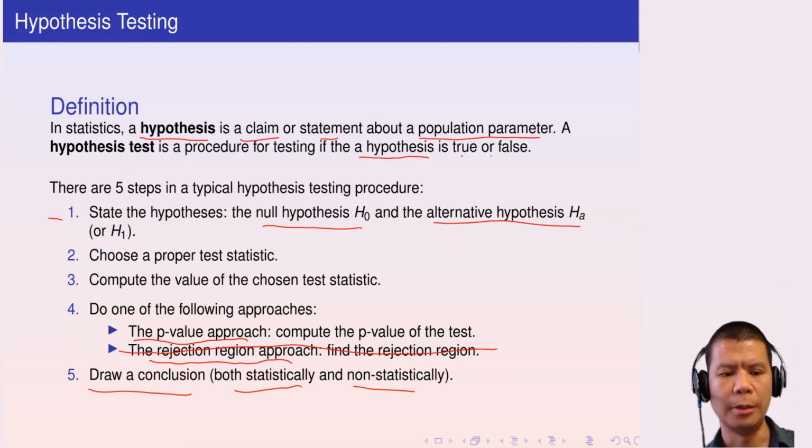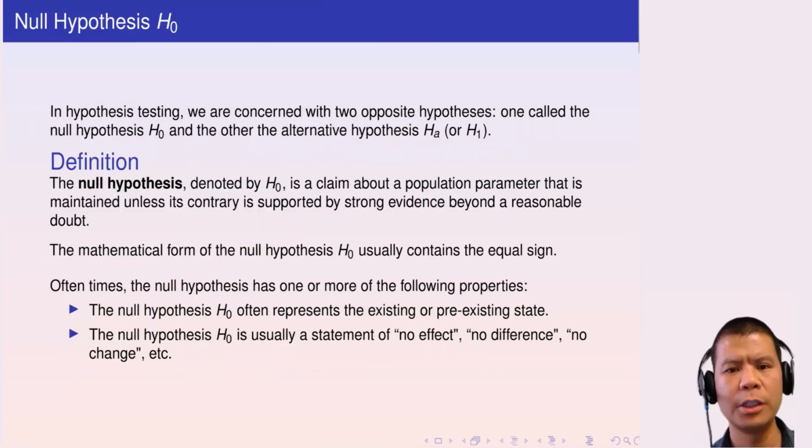We're going to talk about all these 5 steps in detail, but let's first talk about the first one, state the hypothesis. How to state the hypothesis? One of the hypotheses is called the null hypothesis. So what is a null hypothesis? The null hypothesis, denoted by H0, is a claim about a population parameter that is maintained unless its contrary is supported by strong evidence beyond a reasonable doubt.